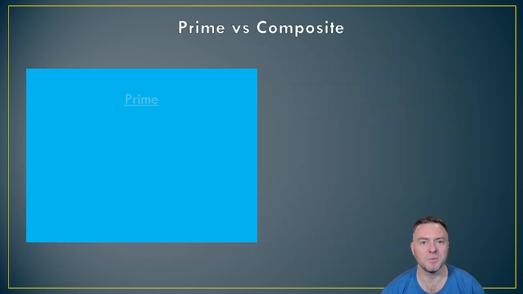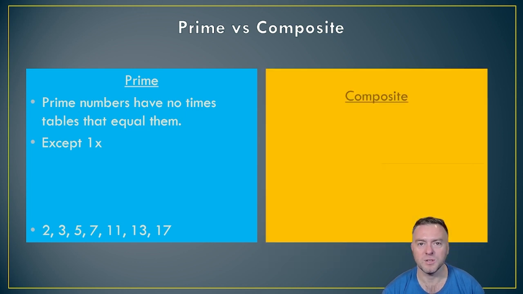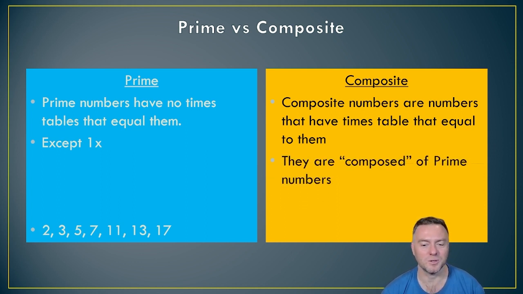So prime numbers, when we think about them, are numbers that have no times tables that are equal to them, other than 1 times the number. So 2, 3, 5, 7, 11, 13, and 17, and so on. Whereas a composite number is a number that times tables are equal to, so they're composed of prime numbers. So 4, 6, 8, 9, 10, all these different numbers, you can use times tables to get to them.